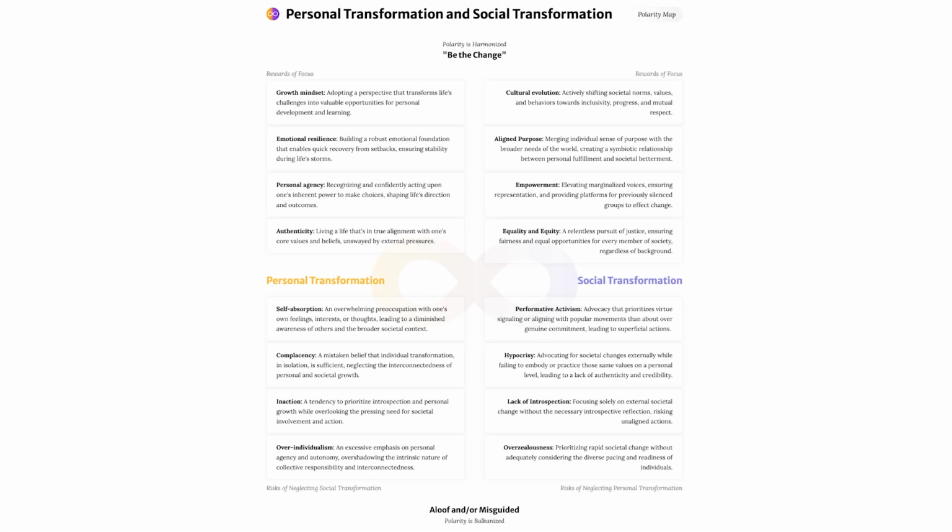So I sent you a polarity map that I recently created around personal transformation and social transformation, which I think helps us understand how important it is to, quote, be the change that we want to see in the world, and how it helps us avoid the traps of complacency, hypocrisy, and something we've seen a lot of these days, performative virtue signaling. Particularly understanding the role that personal transformation plays in social transformation and vice versa. Because what we're talking about is, again, transforming both together.